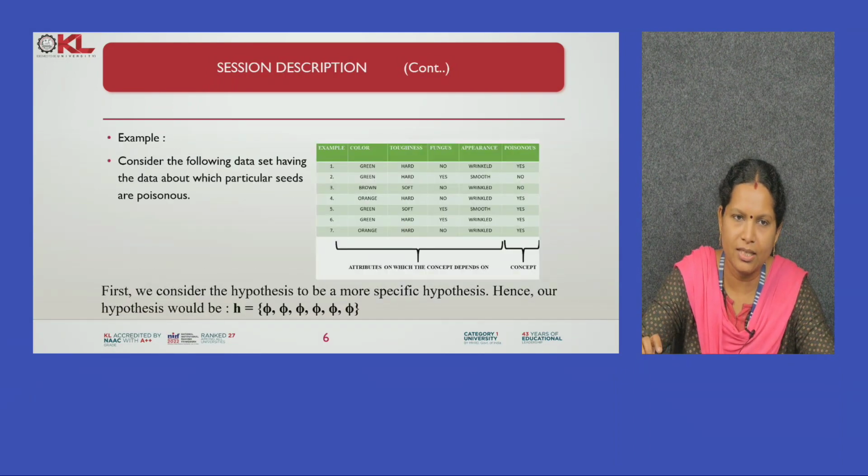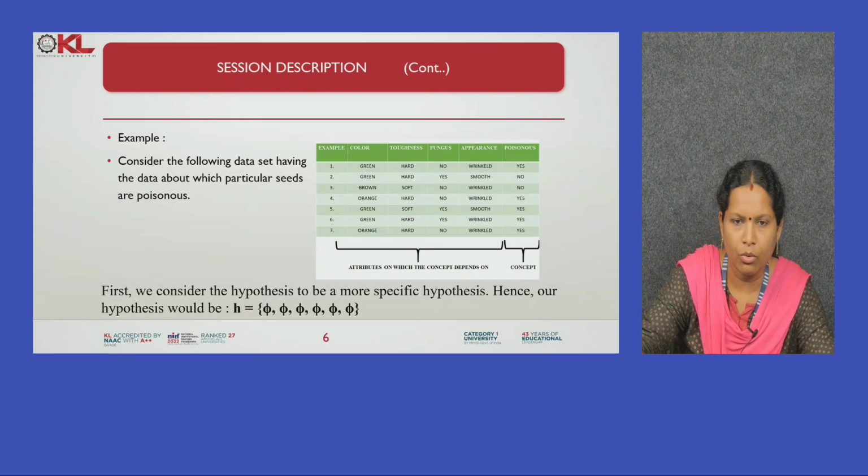Then coming to the example, consider the following data set having the data on which particular seeds are poisonous. So first consider the hypothesis to be the most specific hypothesis. Hence our hypothesis would be pi. What is the symbol we are going to use for the specific hypothesis? It is pi. So hence our hypothesis would be pi.